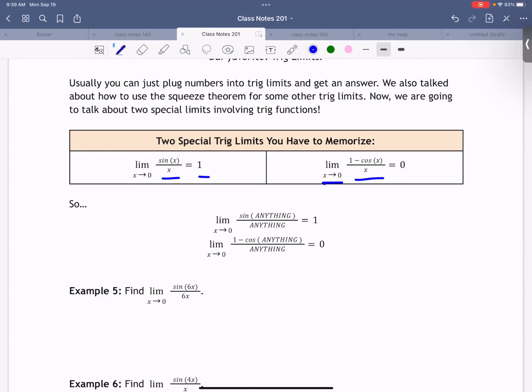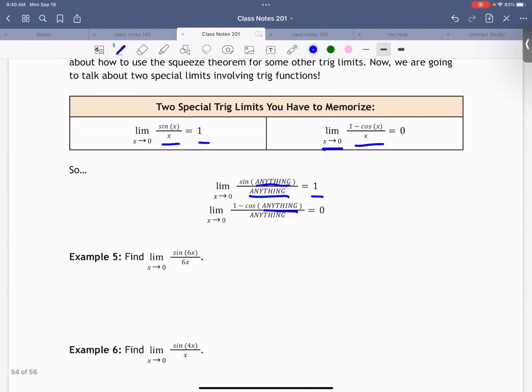It doesn't have to be x that's plugged in. We can plug anything into sine over the same thing. As long as the limit's going to 0, that limit's going to be 1. So it doesn't have to be sine x over x. It could be sine of smiley face over smiley face. As long as the thing inside the sine and the denominator match, that limit's going to 1. Same thing with cosine. As long as the thing inside of the cosine and the denominator match, that limit is also going to 0. So it doesn't have to be x. Here's a small example.